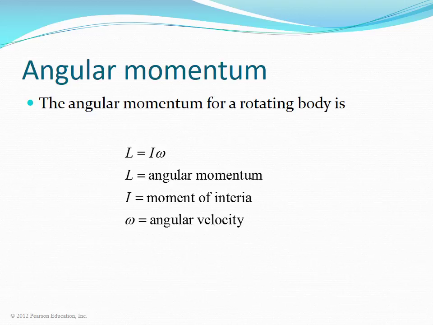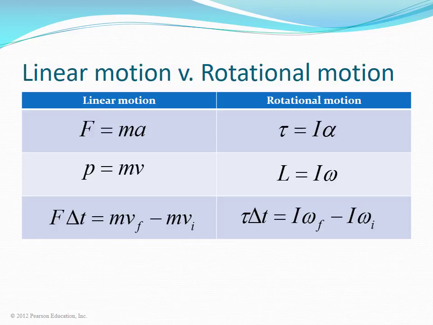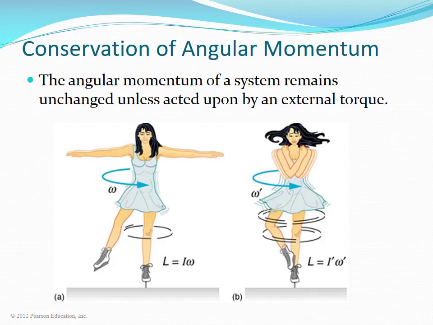The angular momentum for a rotating body is defined as the moment of inertia times the angular velocity. Comparing linear and rotational motion, we get the two sets of equations, the force and torque equations, the linear and angular momentum equations, and the equations of impulse written in terms of linear and angular motion. The angular momentum of a system remains unchanged unless acted upon by an external torque.